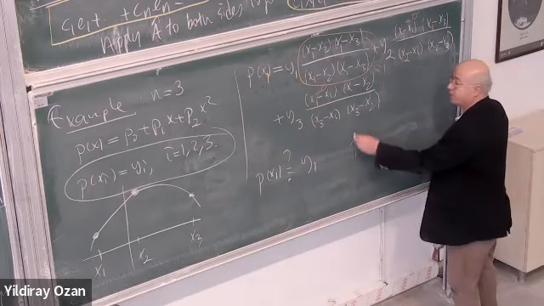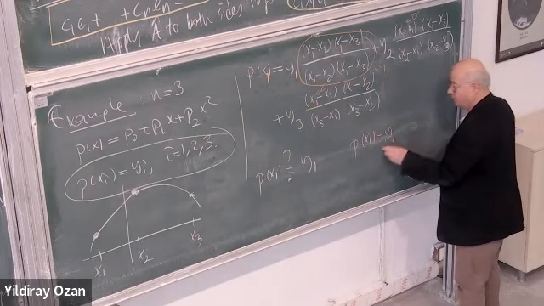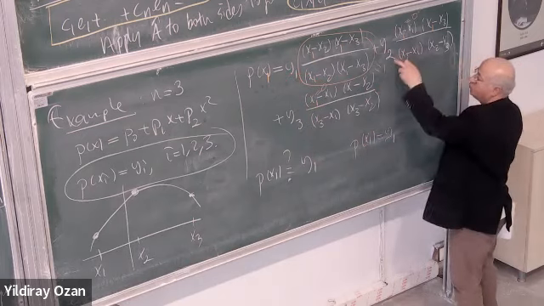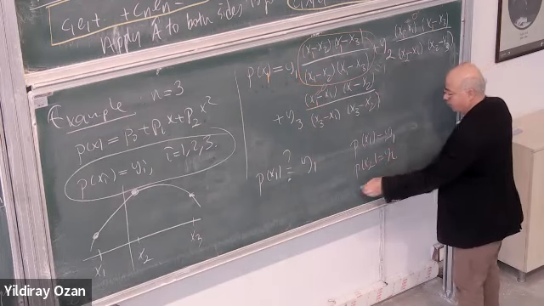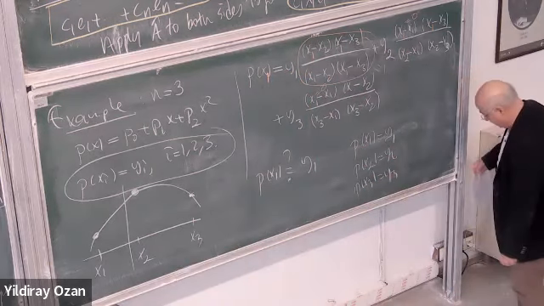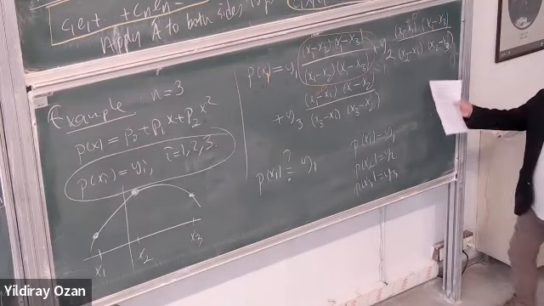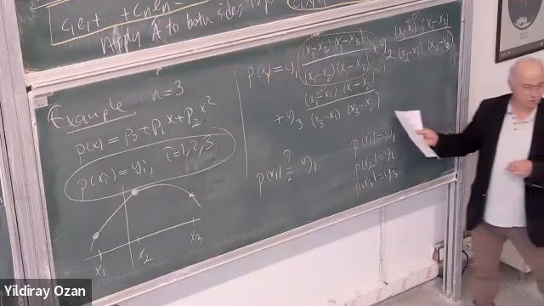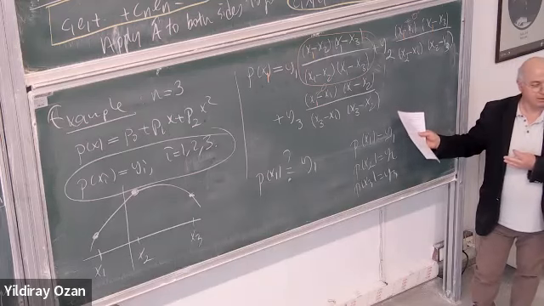Similarly, this implies P of x1 is just y1. Therefore, if you just repeat it, P of x2 will be y2, and P of x3 is just y3. And from this solution, you can write down the solution in the general case, right?